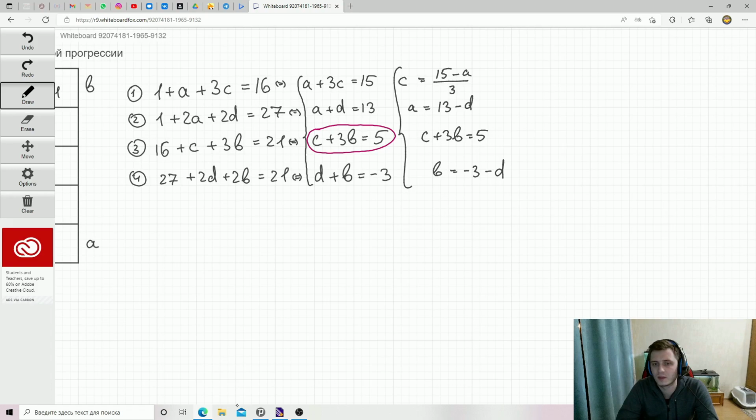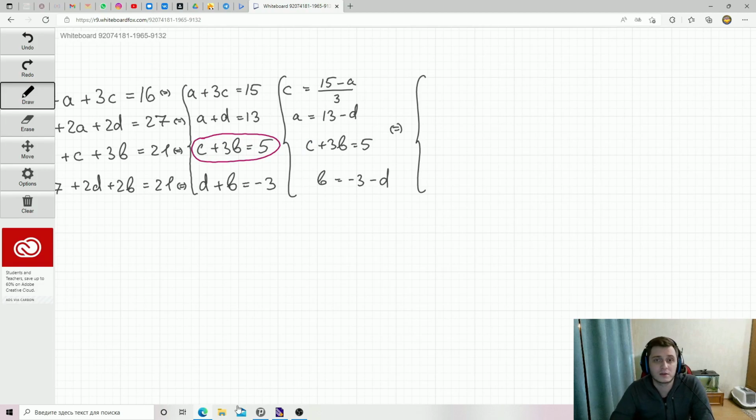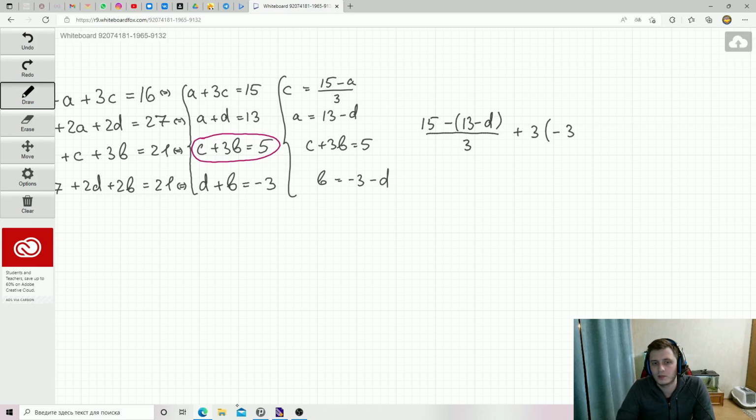Then we do, in fact, a simple action. We begin to substitute everything into the third equation. Instead of c, we will substitute 15 minus a, divided by 3, and instead of a, we will immediately substitute 13 minus d. By and large, we no longer need the system here. Of course, from the point of view of the logic of the design, it would be necessary to carry it to the end, but since here we are still talking about solving the problem, and not about the design, we will cheat a little. That's why 15 minus the bracket 13 minus d, divided by 3, plus 3 multiplied by the bracket minus 3 minus d, and all this is equal to 5.